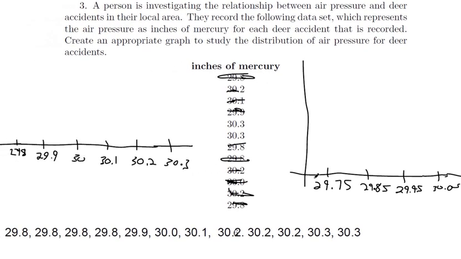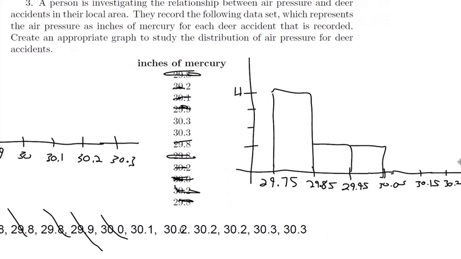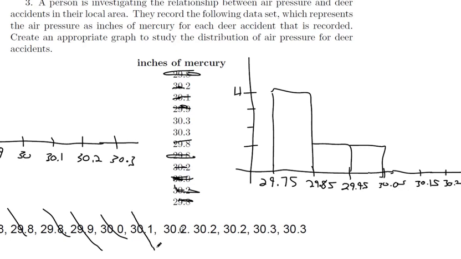Okay, so now we can graph between 29.75 and 29.85. We've got 4 numbers that meet that criteria. So 1, 2, 3, 4 on my frequency. Make your bin go that high. Then between 29.85 and 29.95, I've got 1 number, so I go up to 1. 30 is between these 2 numbers, so I've got 1 number that meets that criteria. 30.05 and 30.15, I've just got 1 number. I've got 3 30.2s, so 3 numbers that fit in this category.